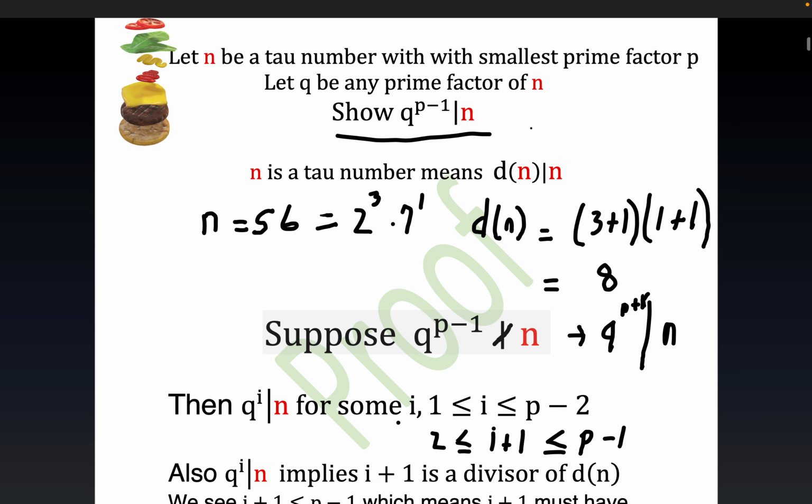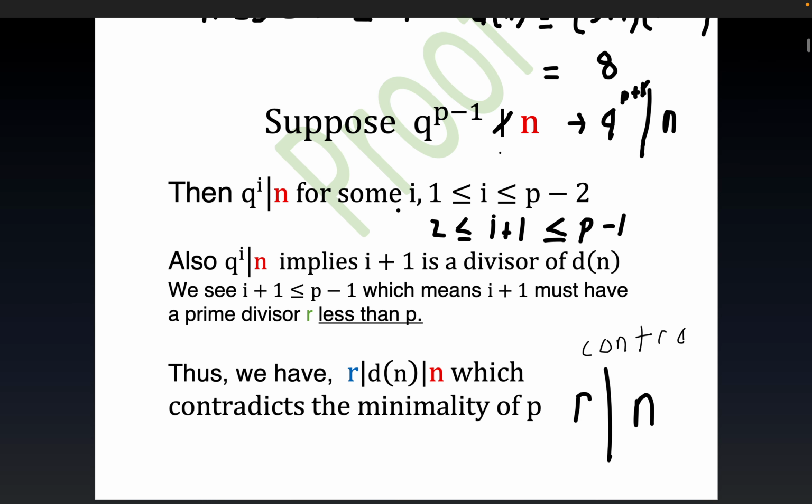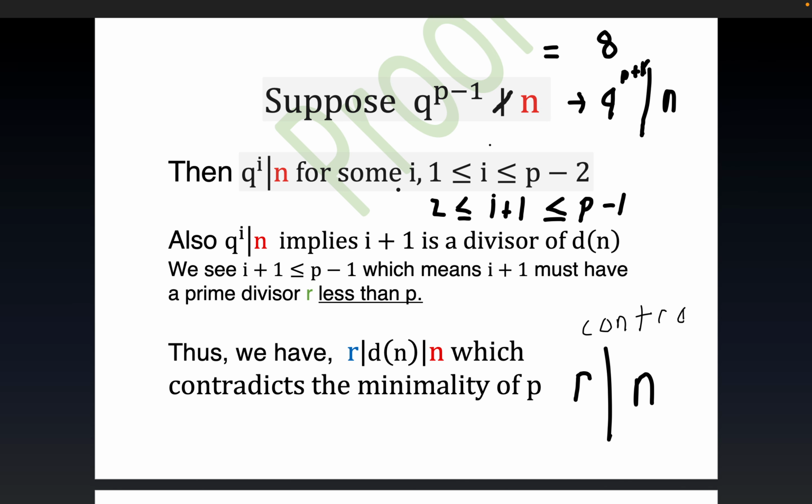It's a lot of words, but it really makes sense. You assume the opposite of what you're trying to prove. You reach a contradiction, which means what you're trying to prove is true. Okay? So that does it, folks. That completes the proof. I guess I should write QED right here.